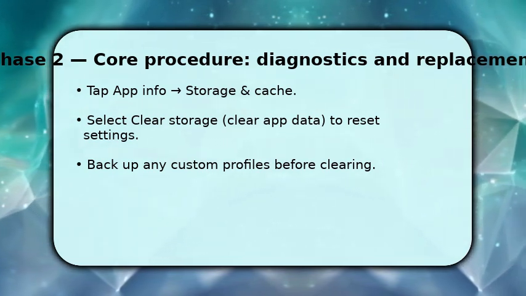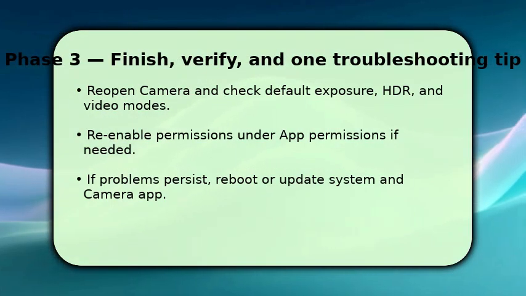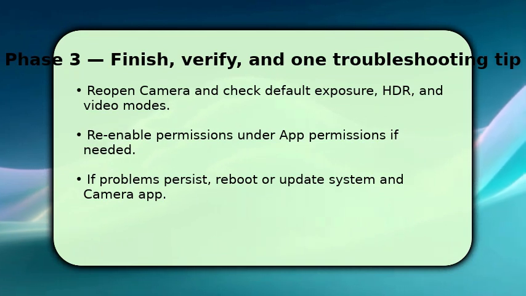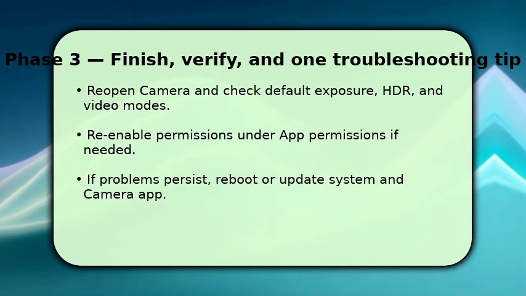Reopen the camera app and verify defaults like exposure, HDR, and resolution. You should see stock behavior now. If the app asks for permission, grant camera, microphone, and storage access so features work correctly.